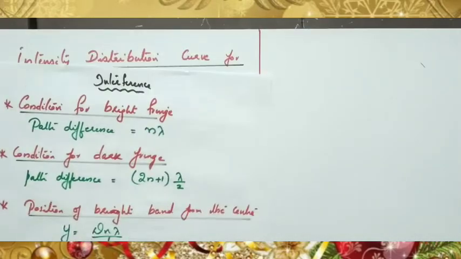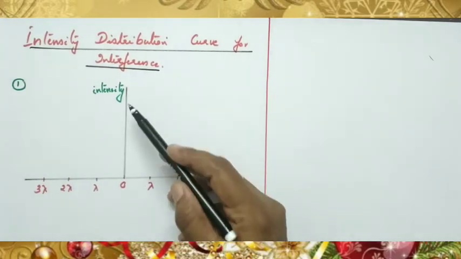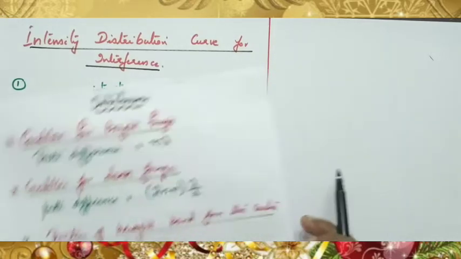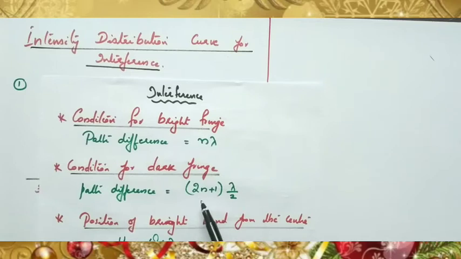Now we can draw the intensity distribution curve for interference. Here the graph is plotted with path difference along the x-axis and intensity along the y-axis. And we know the condition for bright band: path difference is equal to nλ, and the condition for dark band is path difference equal to (2n+1)λ/2.